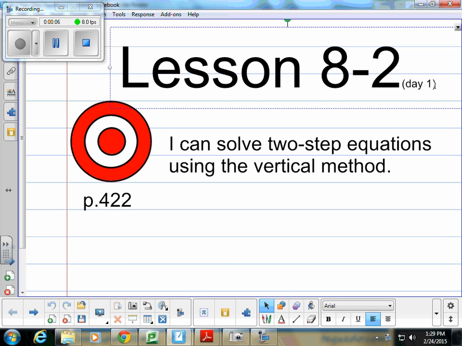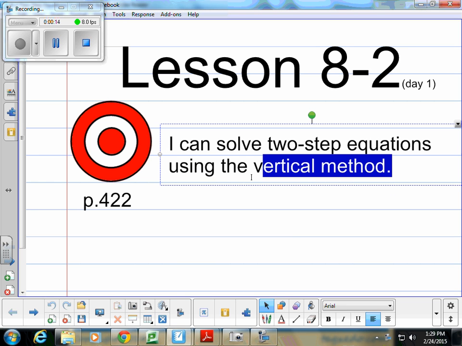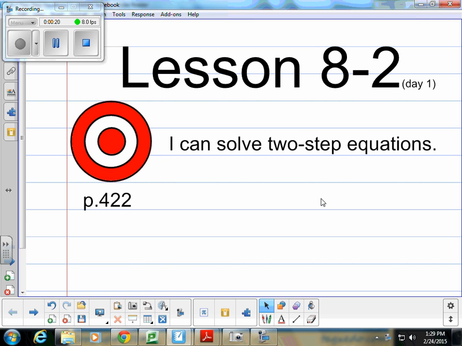We're really only doing this in one day, so you can get rid of the day one if you want to. I can solve two-step equations using the vertical method. Really just solving two-step equations more than anything. I'm only going to teach you one method because at this point, that's the one that's going to be best suited for you.